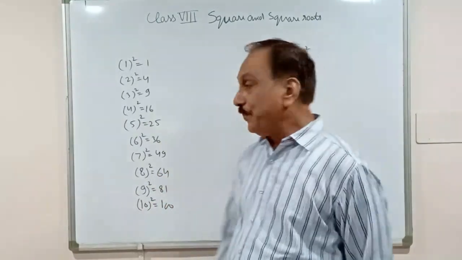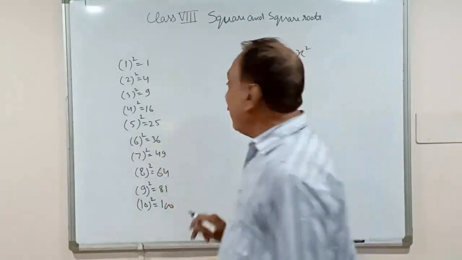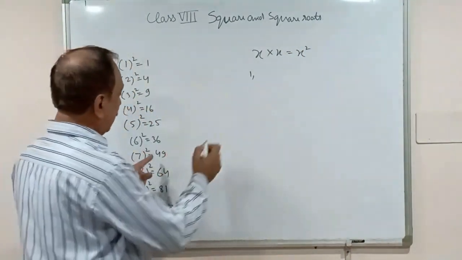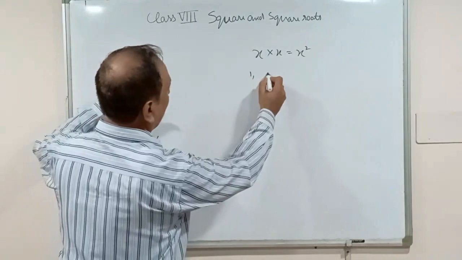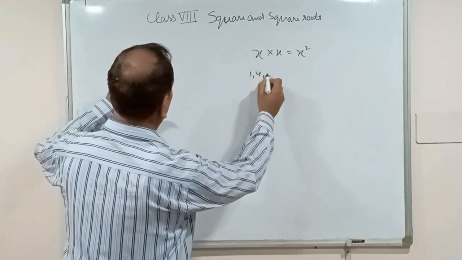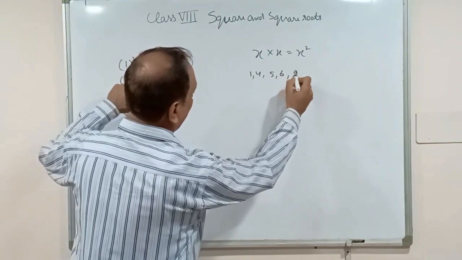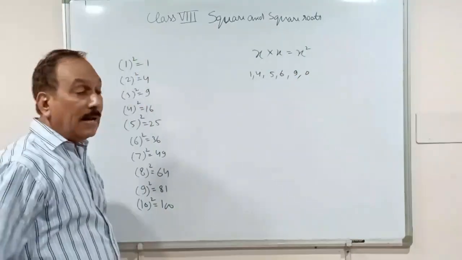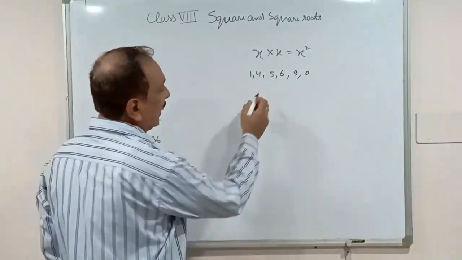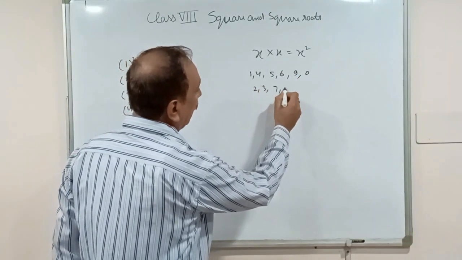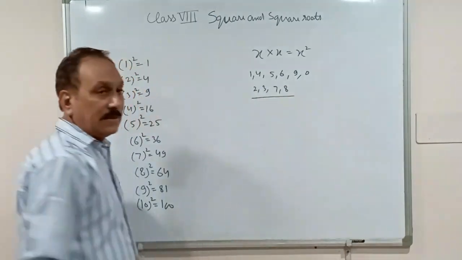आप ध्यान से देखिए बेटा, एंड में 1 आ रहा है, 4 आ रहा है, 5 आ रहा है, 6 आ रहा है, 9 आ रहा है और 0 आ रहा है. लेकिन किसी भी स्क्वायर के एंड में 2, 3, 7 और 8 नहीं आता.